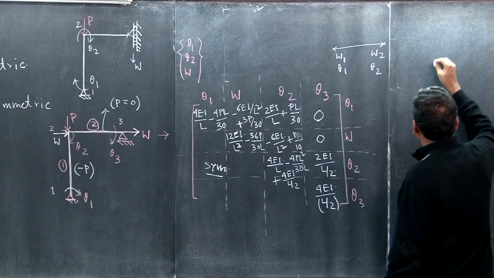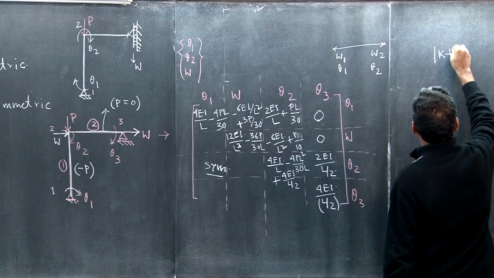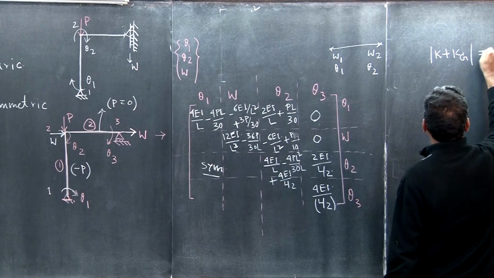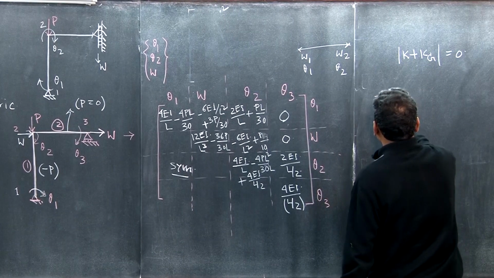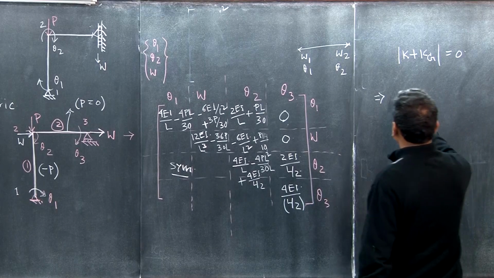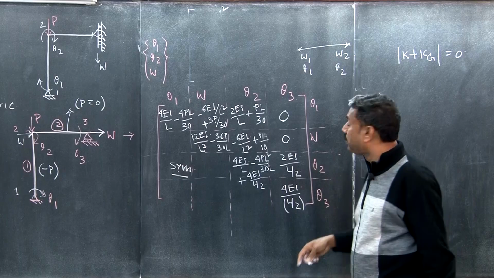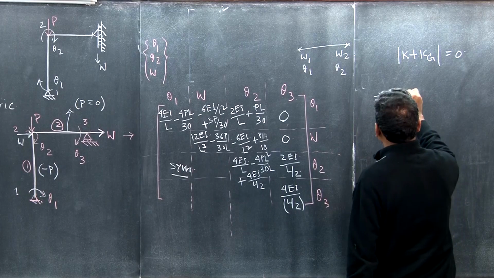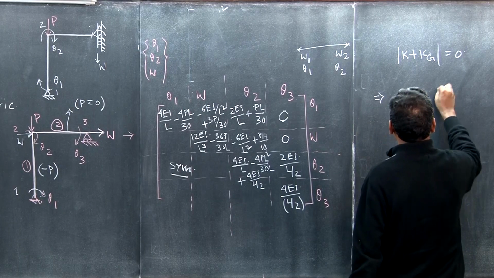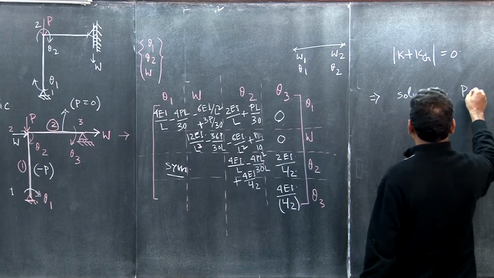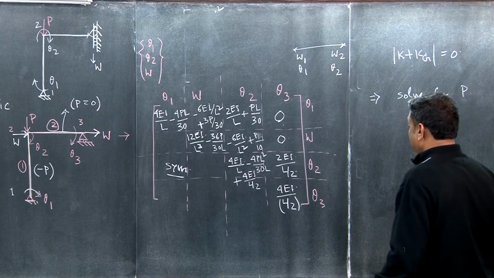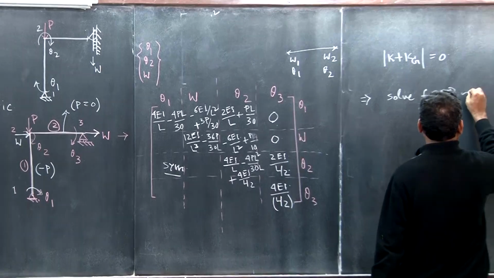So you solve the eigenvalue problem. So k plus kg equal to 0, and then solve for what is unknown. The unknown is nothing but P. All other things are known. Solve for P. That will give you the critical load P. So that is P critical.